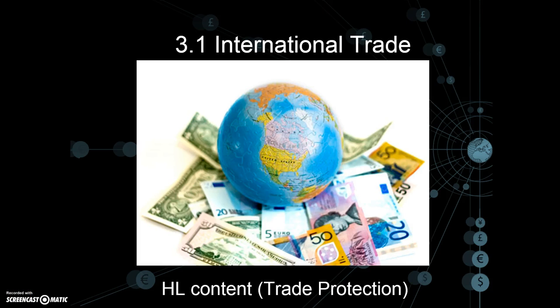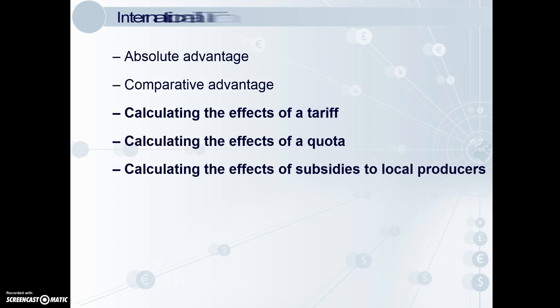This is HL content for section 3.1, International Trade, with the focus being on trade protection. We've already seen absolute advantage and comparative advantage in this section. Now we'll look at calculating the effects of a tariff, calculating the effects of a quota, and calculating the effects of subsidies to local producers.